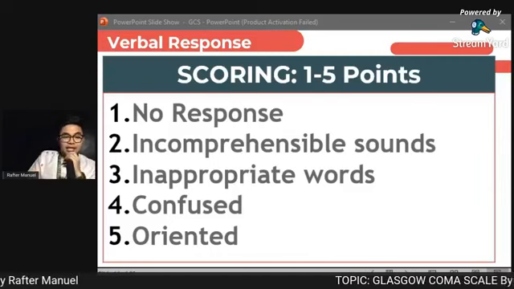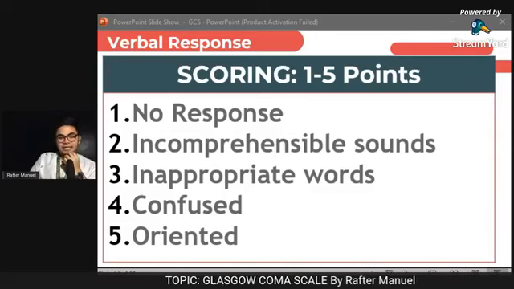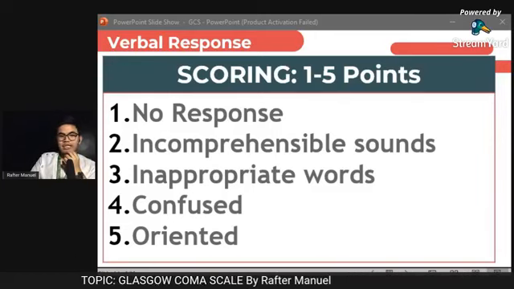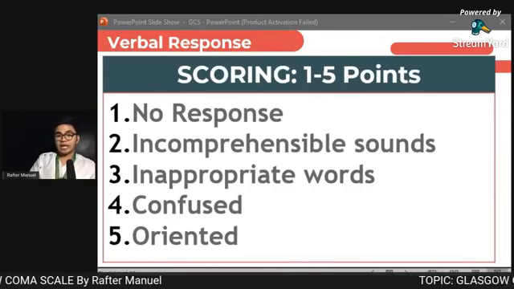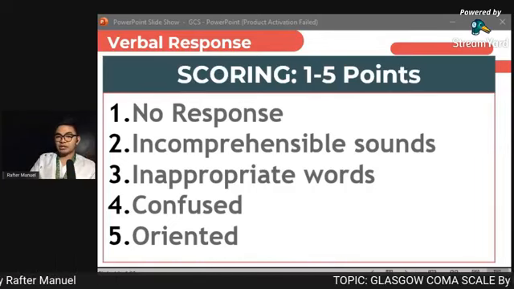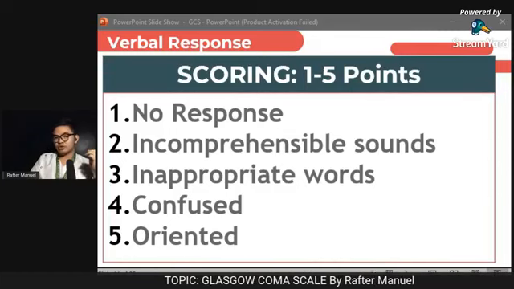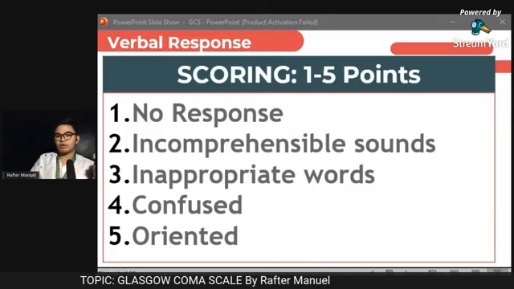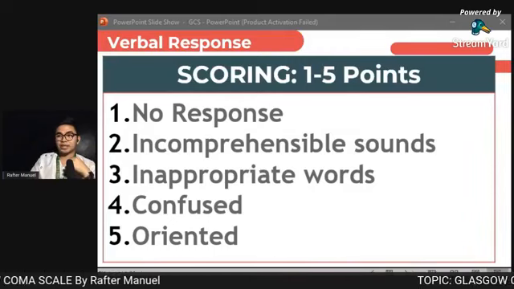Going down below. Again, 2 points. Incomprehensible sounds. A patient who cannot participate in a conversation at all, with incomprehensible speech, or the patient would be producing sounds without meaningful content, receives 2 points.